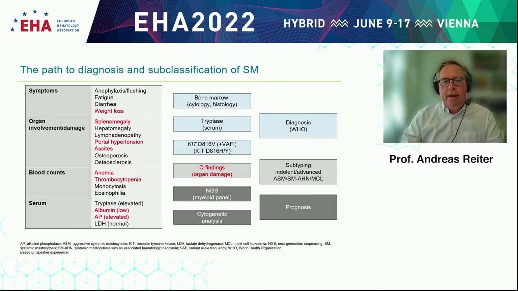We check the C findings. You can see the C findings on the left side of the panel, like weight loss, splenomegaly, portal hypertension. And this allows us the subtyping of the disease into indolent or advanced systemic mastocytosis. And advanced systemic mastocytosis has three categories: aggressive systemic mastocytosis, systemic mastocytosis with associated hematologic neoplasm, and mast cell leukemia. We will come to that in further detail during this presentation.